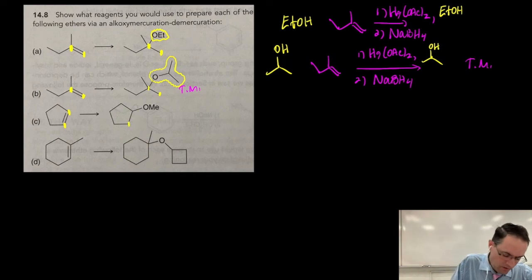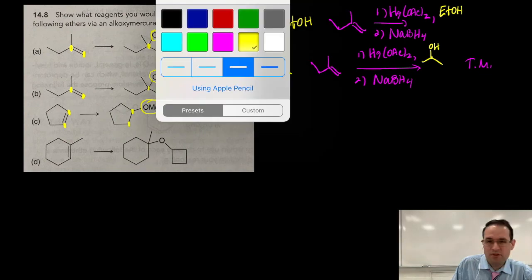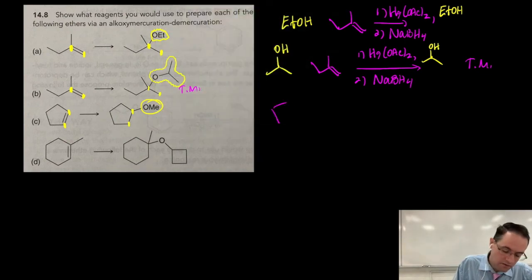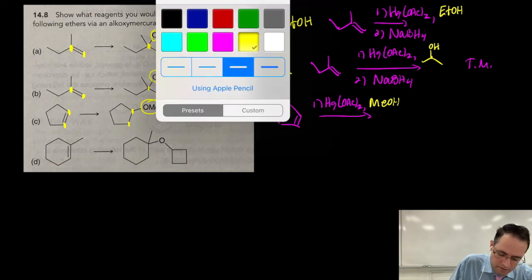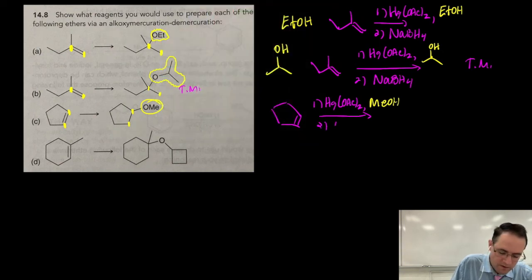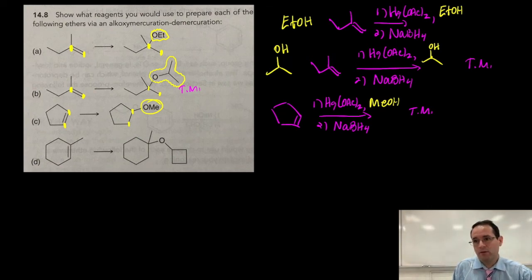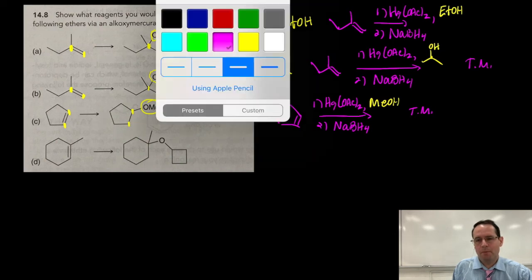Okay, let's keep going. In part C, here are my 2 carbons. I'm just adding a methoxy group, so that comes from methanol. So the reagents here would be cyclopentene, mercury 2 acetate, and we want to add methanol. And step 2, don't forget that, would be sodium borohydride. That would give me the ether there, cyclopentyl methyl ether.